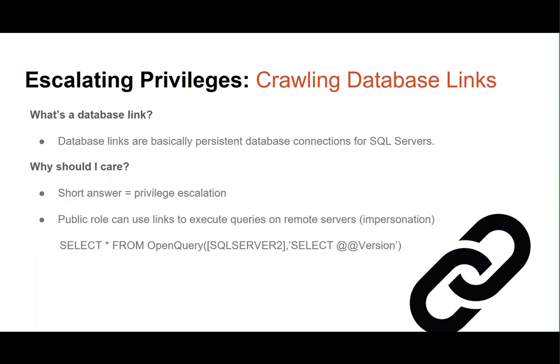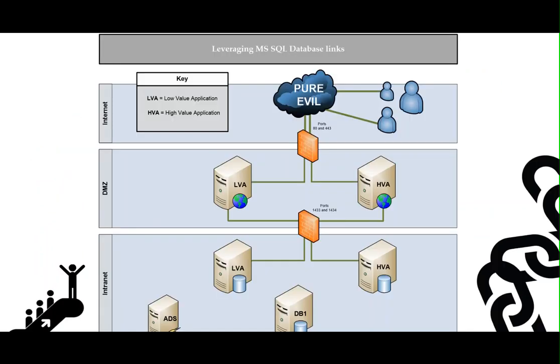So we can do simple things like basic queries, but we can also run commands through them if we have sysadmin privileges over that link. And what really compounds this is that these links can be crawled or nested. And so from an attacker perspective, I put together this diagram.